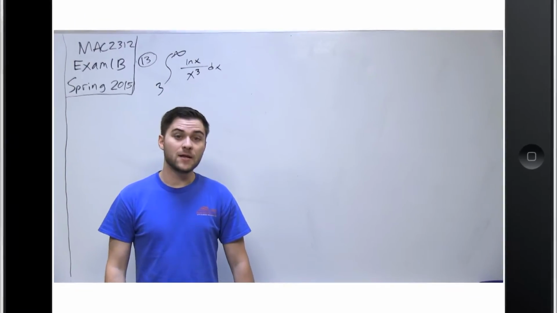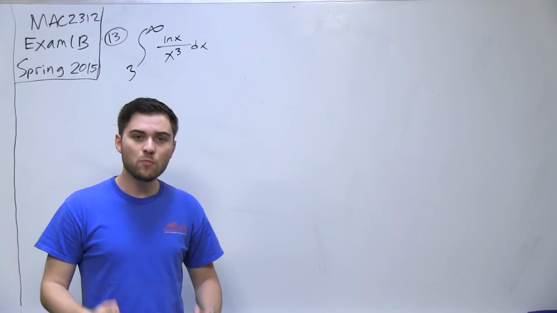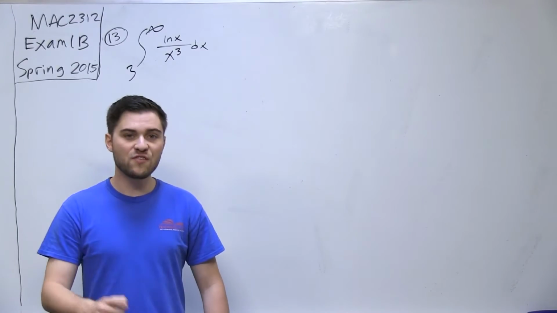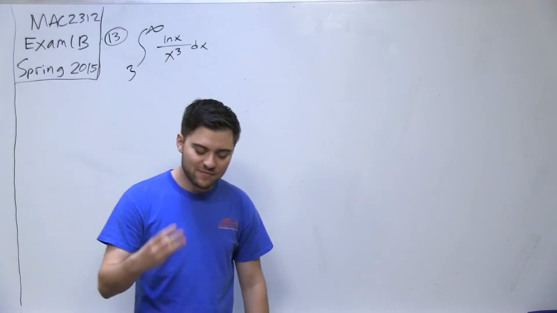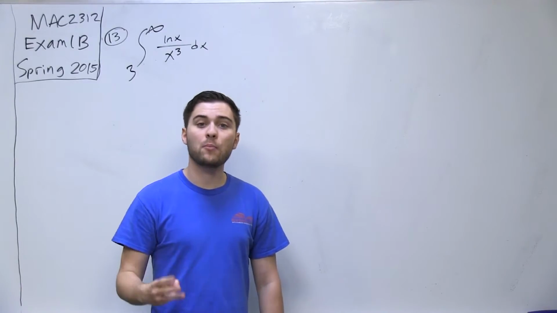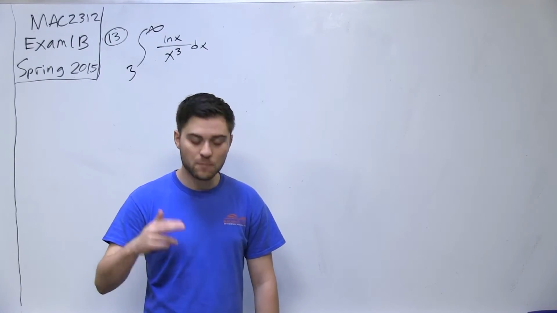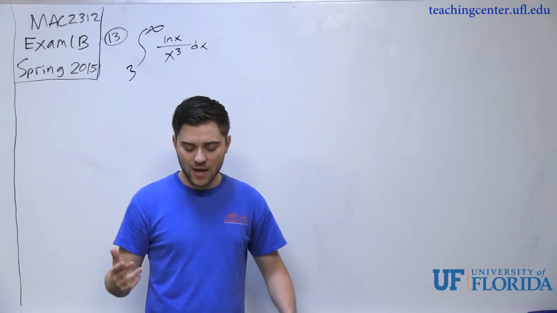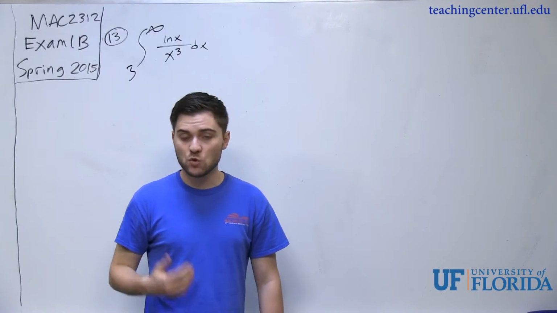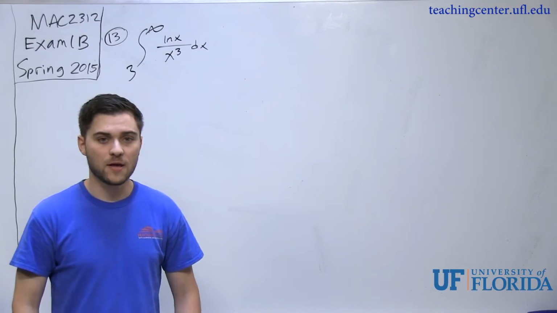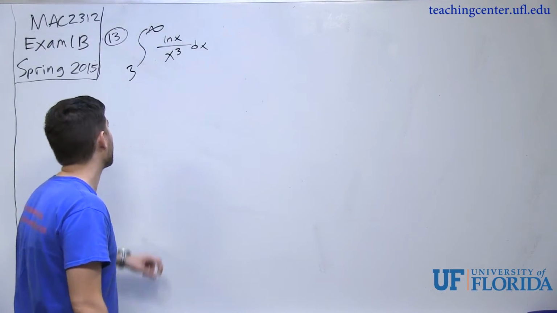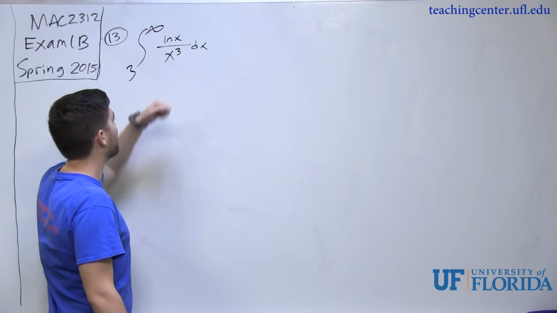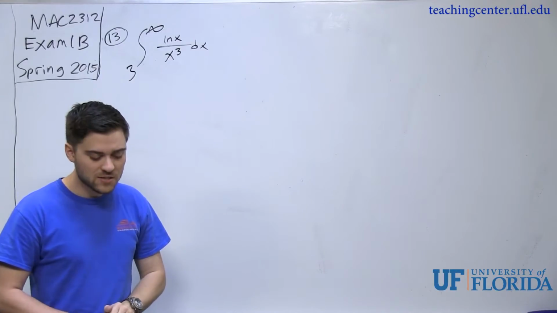Problem number 13 is a bonus question. It gives you 2 bonus points. All it wants to know is which of the following statements is false. It gives you 3 improper integrals evaluated from some number to infinity, and it says that each of them equal infinity. So one of those is not going to equal infinity. So I've gone ahead and written the first one up here. The first one is 3 to infinity, ln of x over x cubed dx.